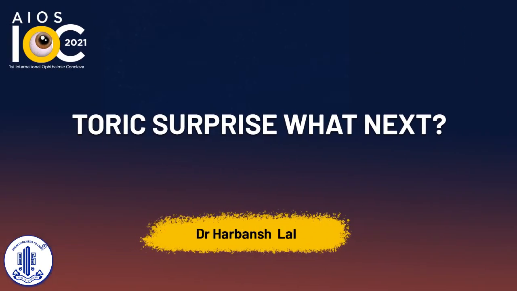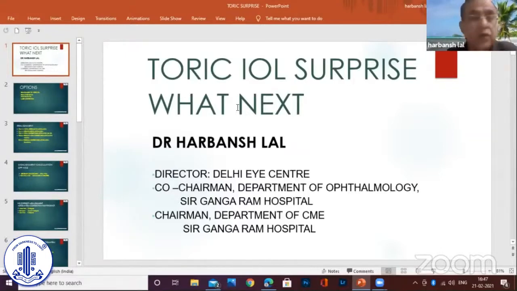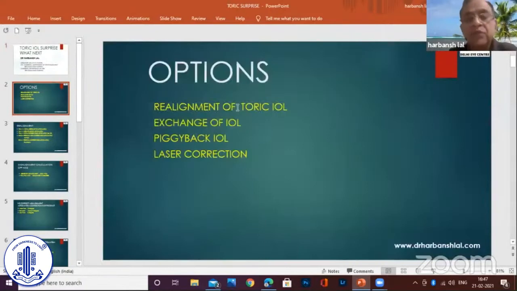Okay, so I'll be talking about toric IOL surprise. What next? So we put on a toric IOL, and if the patient still has astigmatism, what are the options we have? Realignment of the toric IOL, exchange of IOL, piggyback IOL, or a laser correction.